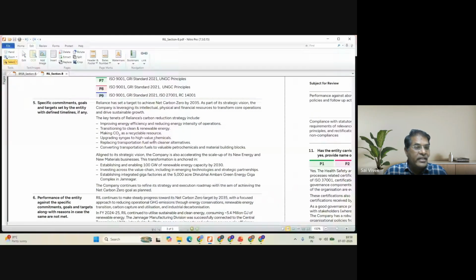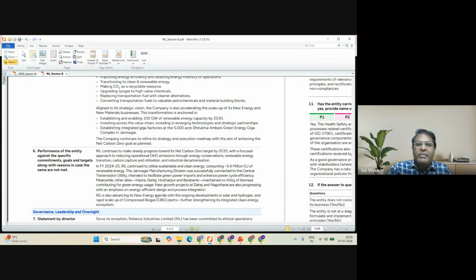Now coming to the next one, I have said earlier that the fifth point is about setting goals, and the sixth point is about performance measurement. Not just setting the goals would be sufficient. Measure them, see the performance. How good is it performing? Is your entity performing towards reaching your goals or commitments? So Reliance, what it says here.